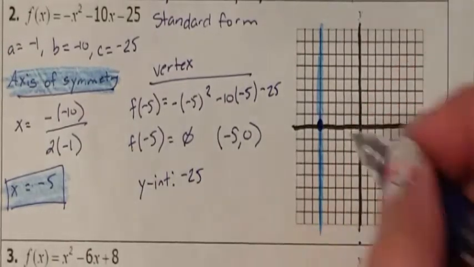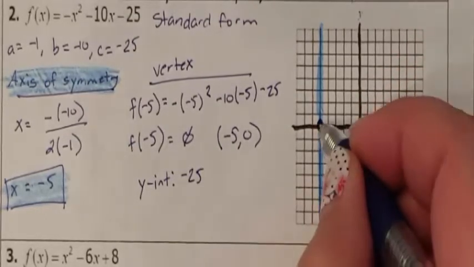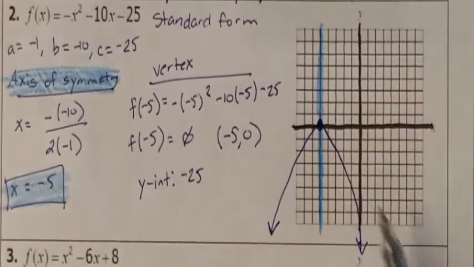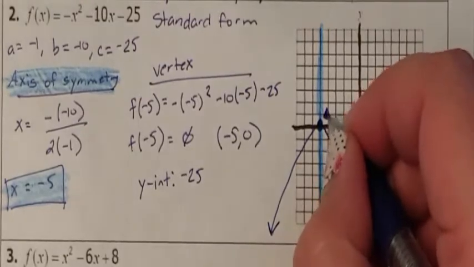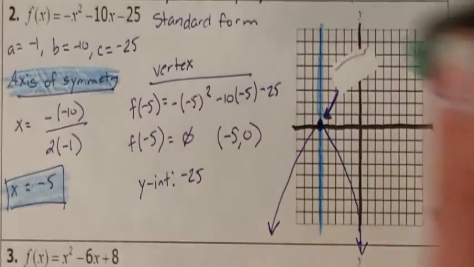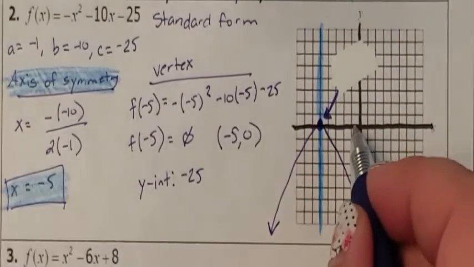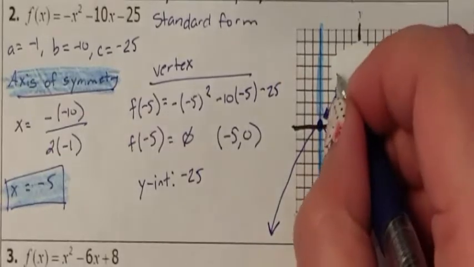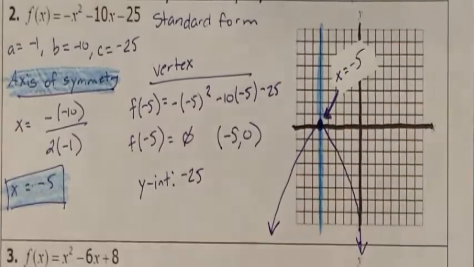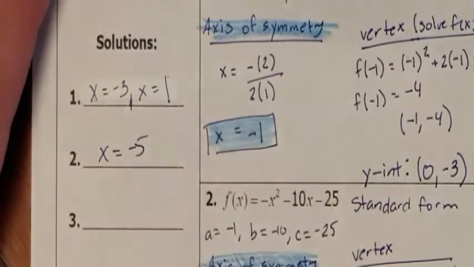I already touched the x-axis, so I'm going to go ahead and graph it. And because I already touched the x-axis, I already found my answer, because I was just looking for where I crossed the x-axis. This is my y-axis, 1, 2, 3, 4, 5. This was where x is negative 5. So the solution to problem number 2 was x is negative 5.